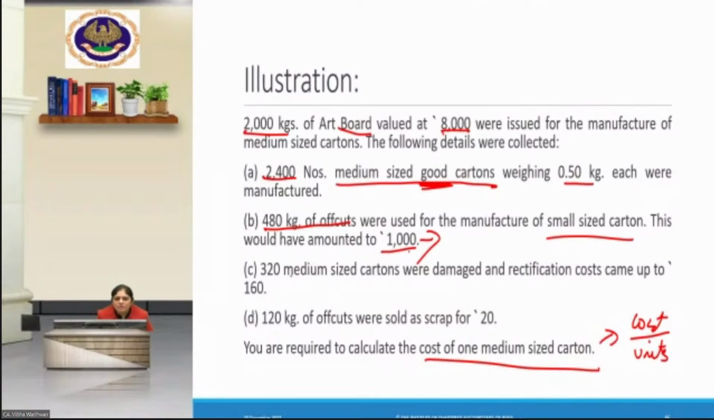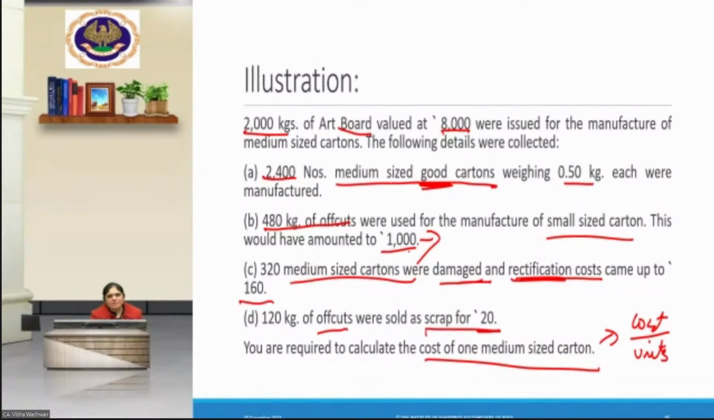And 320 medium size cartons were damaged and rectified. That means they are defective. If they are damaged and not rectified, then they are spoilage. If they are damaged and can be rectified, then they are defectives. Clear? So medium-sized cartons were damaged and rectification cost came out to 160. 120 kg of offcuts was sold as scrap. So for rupees 20 they are sold. Clear? So the question is clear.